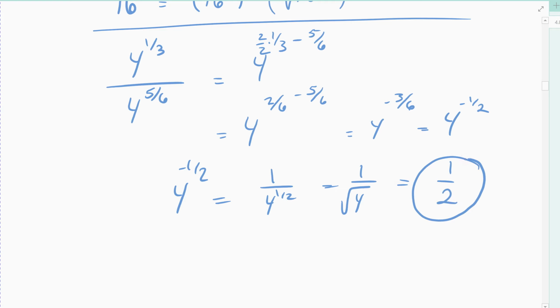All right, 4 to the 1/3 divided by 4 to the 5/6. I'm solving it by hand, and it comes out to that simplified expression. Like I said, you could check your answer if you type this in the calculator. It should come out 1/2.